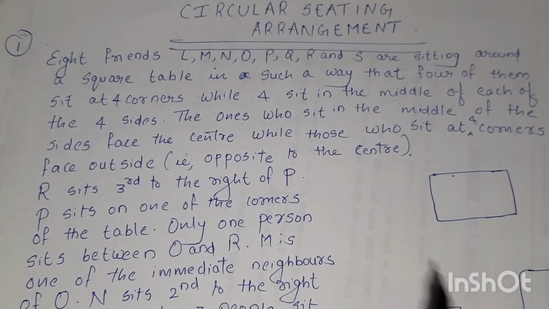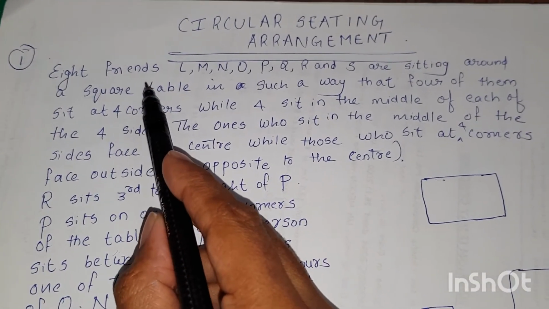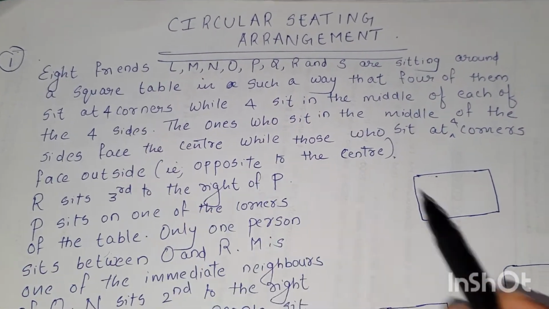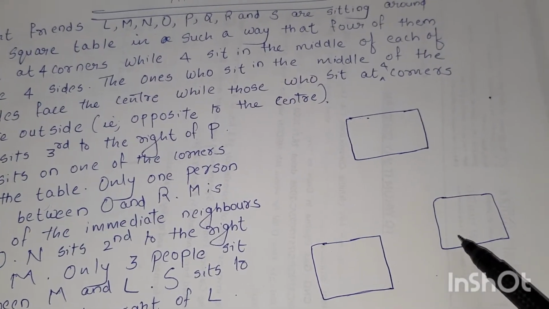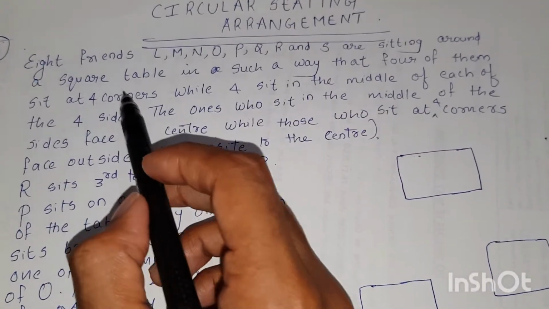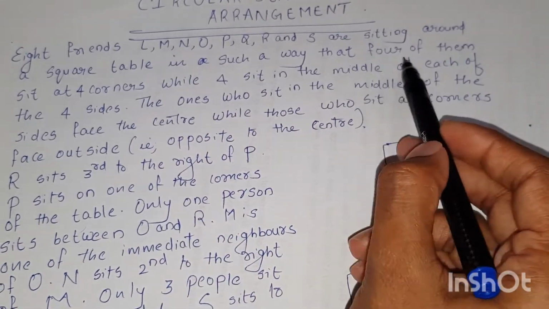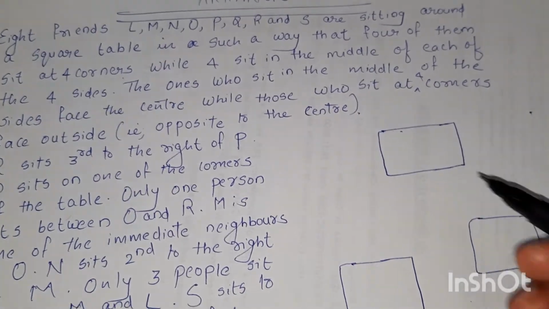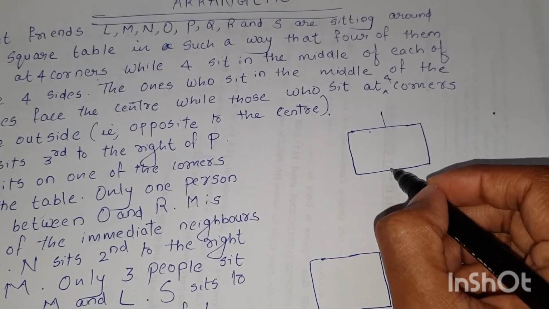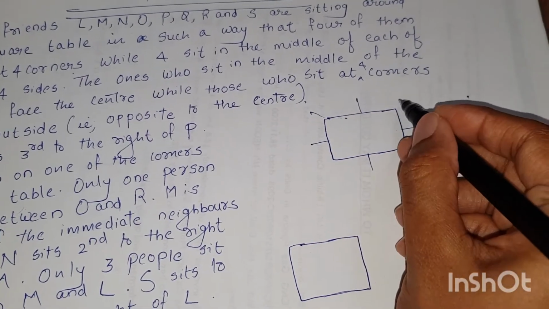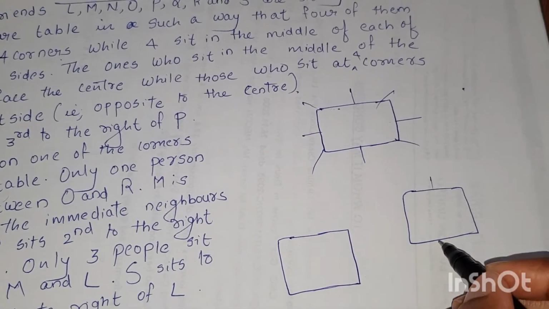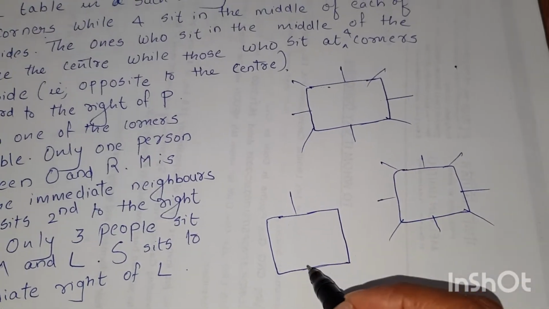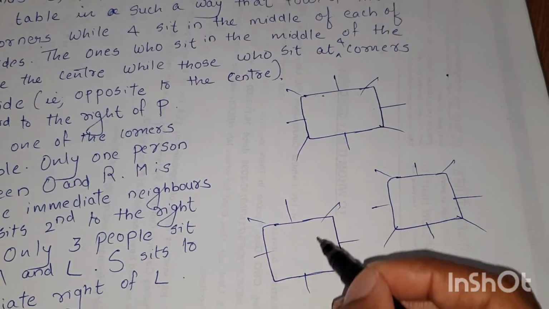This is the first question of the circular seating arrangement. 8 friends L, M, N, O, P, Q, R and S are sitting around a square table. I have drawn 3 square tables; I will tell you later why I have drawn 3 instead of 1. They sit at a square table in such a way that 4 of them sit at the 4 corners while 4 sit in the middle of each of the 4 sides. I am drawing here also and here also. I will tell why I have drawn these 2 extra square tables.